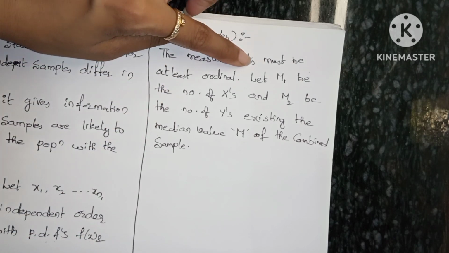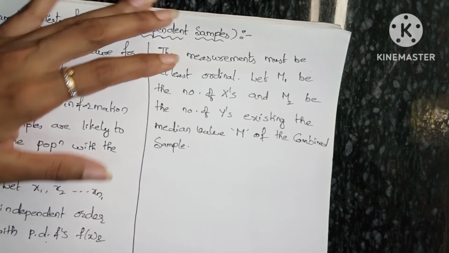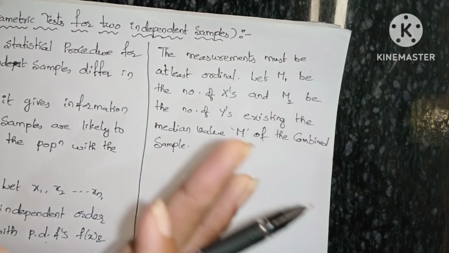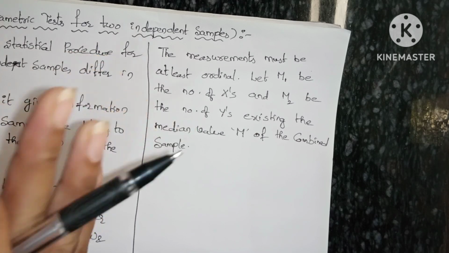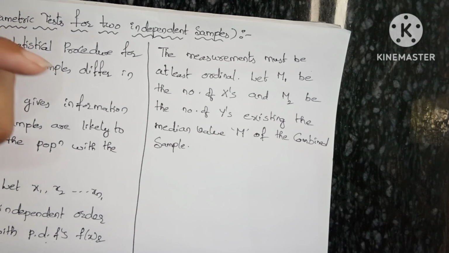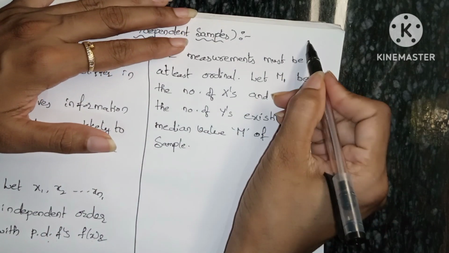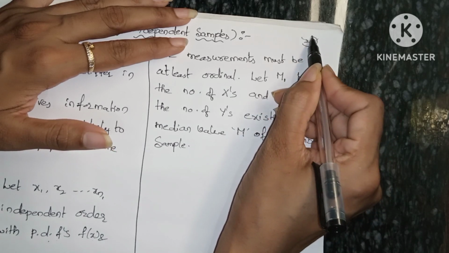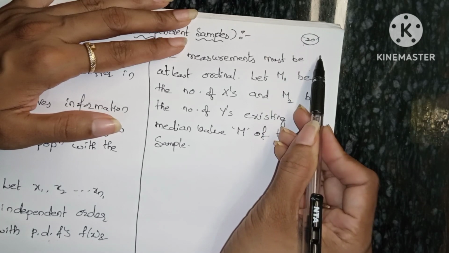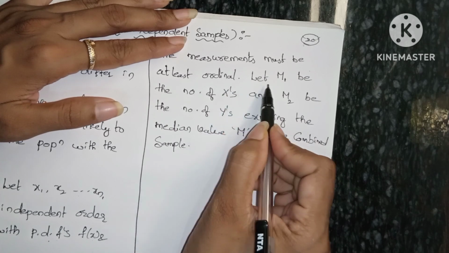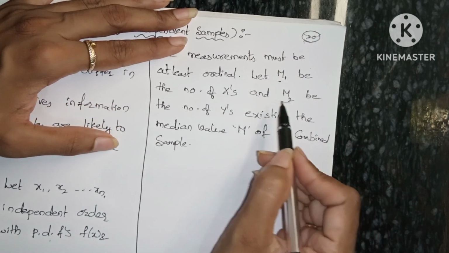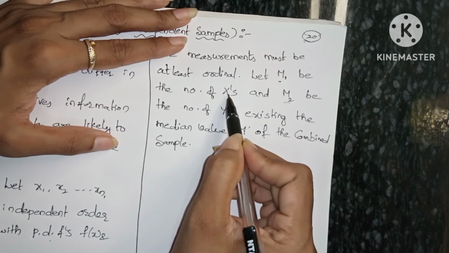So here, for example, first we have to write the two samples combined, in an order. It may be ascending order or descending order. After that, we have to find the median. For example, if the median is 20, the numbers in the samples which are greater than the median will be counted as m1, and those less than this 20 will be counted as m2. Those names are x, y.